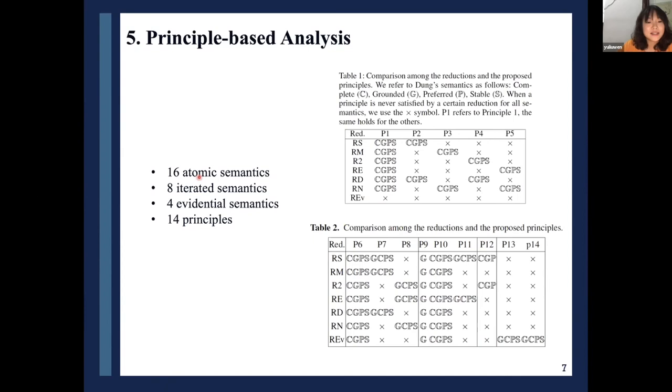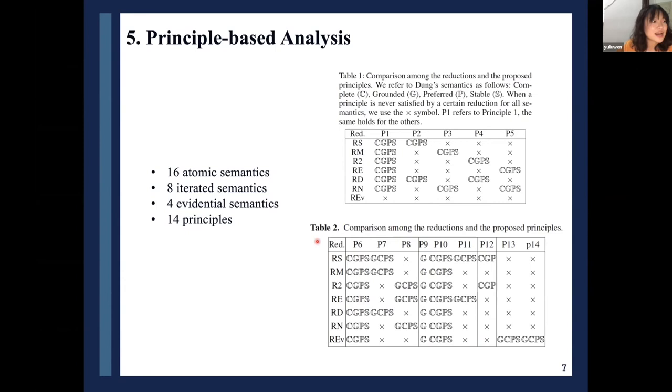And also, because we have the deductive reduction and necessary reduction and the four Dung semantics, we have 8 iterative semantics. And we also have 4 evidential semantics that are defined directly. So now we have 28 BAF semantics in total, and we have a table of 28 times 14 combinations of BAF semantics and the principles. And this table is quite large, so we don't visualize it as a Boolean matrix.